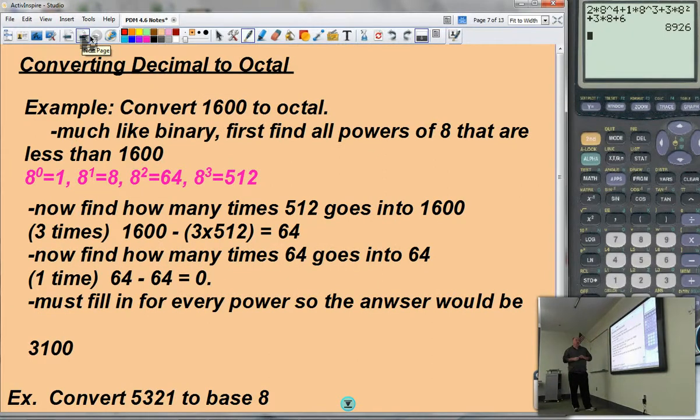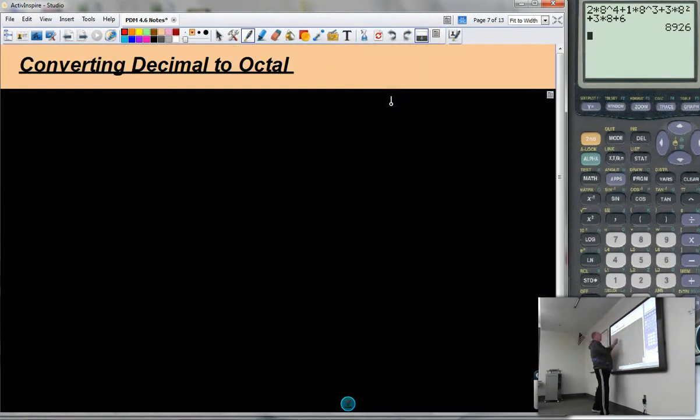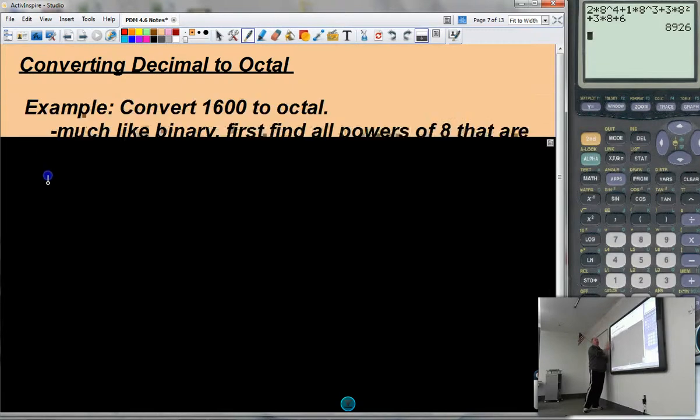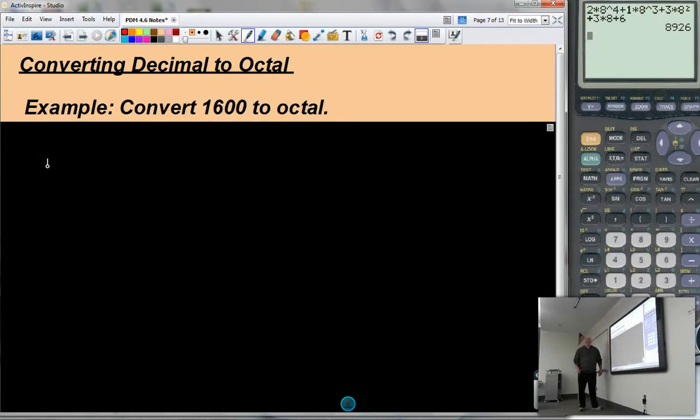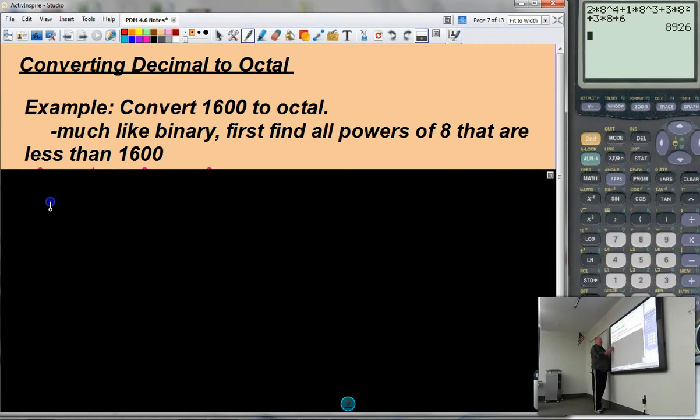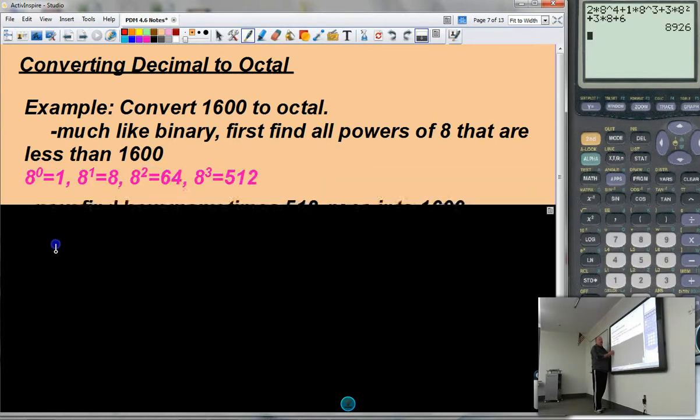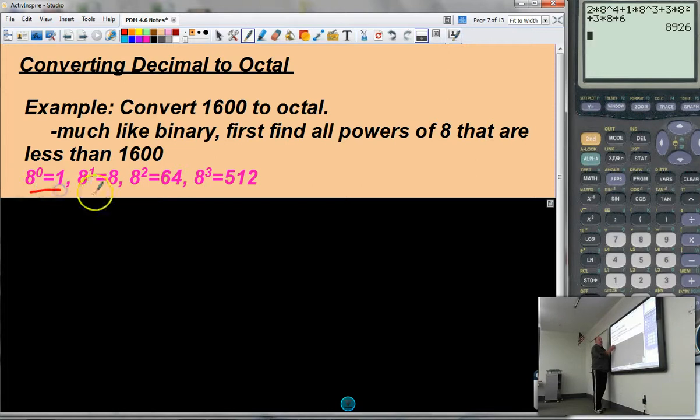Converting decimal to octal. So now going the other way. I guess I'll shut this down because you guys are going to start panicking. If I want 1600 to octal, think about what we did for binary. The first thing we did is we wrote all powers of 2 that were smaller than the number. Here I'm going to write all powers of 8 that are less than 1600. So 8 to the 0 is 1, 8 to the 1 is 8, 8 squared is 64, 8 cubed is 512, 8 to the 4th is larger than 1600.